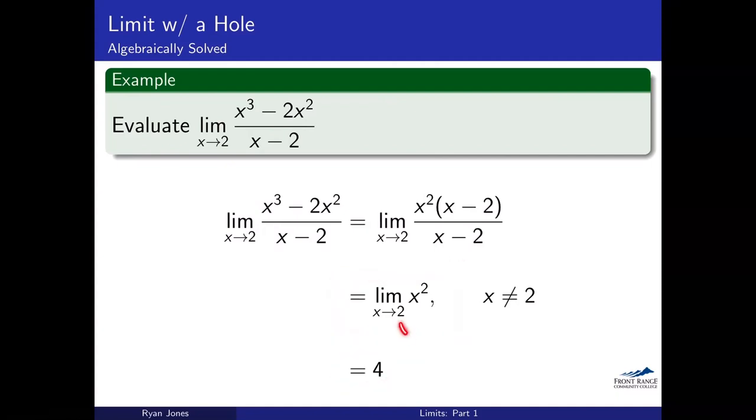I'm just going to directly take that 2 and plug it right in for that x. Just boom, straight in there, plug in 2 for x. I get 2 squared, and that's equal to 4. Just nice and simple, and we're done. We get 4 for our answer. So that's that whole idea of an algebraic limit.